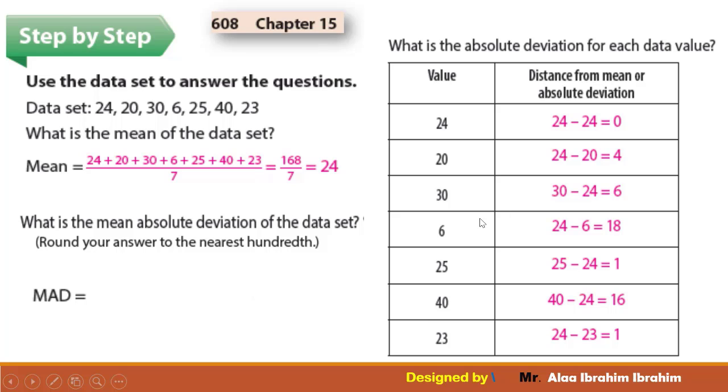Okay, so this is my result. Now I'm ready. Now I found the second step, all my absolute deviations here. I have to find my MAD, my mean absolute deviation. I have to add all of them together: 0 plus 4 plus 6 plus 18 plus 1 plus 16 plus 1. Then I divide it by how many of them? 7. So I make it all of them divided by 7. So this is my MAD, 6.57 to the nearest hundredth, like I told you.